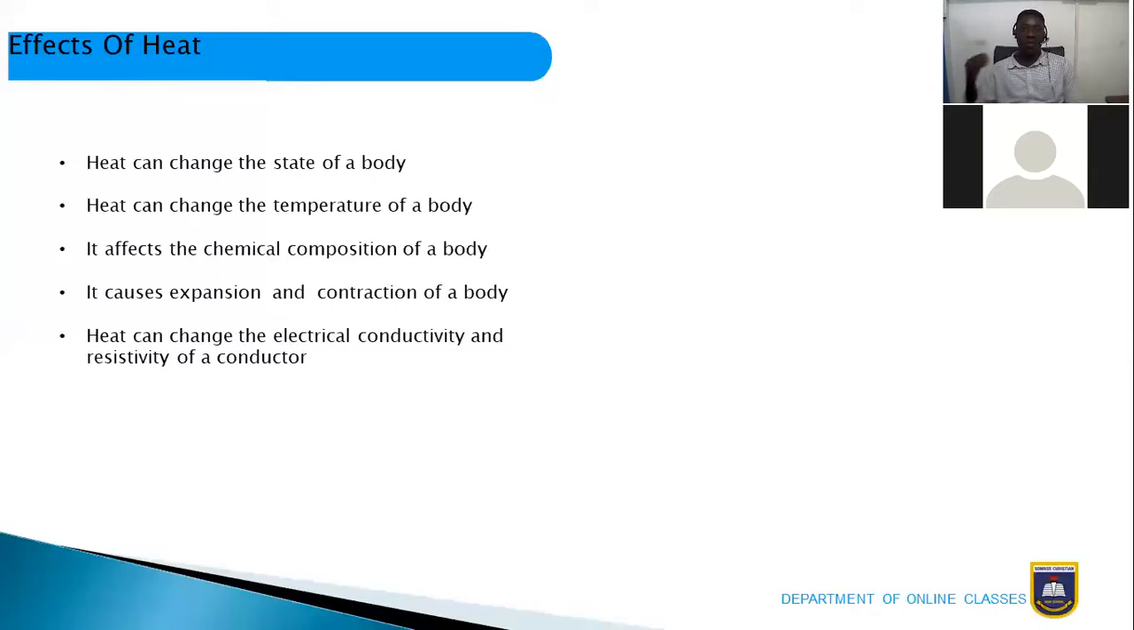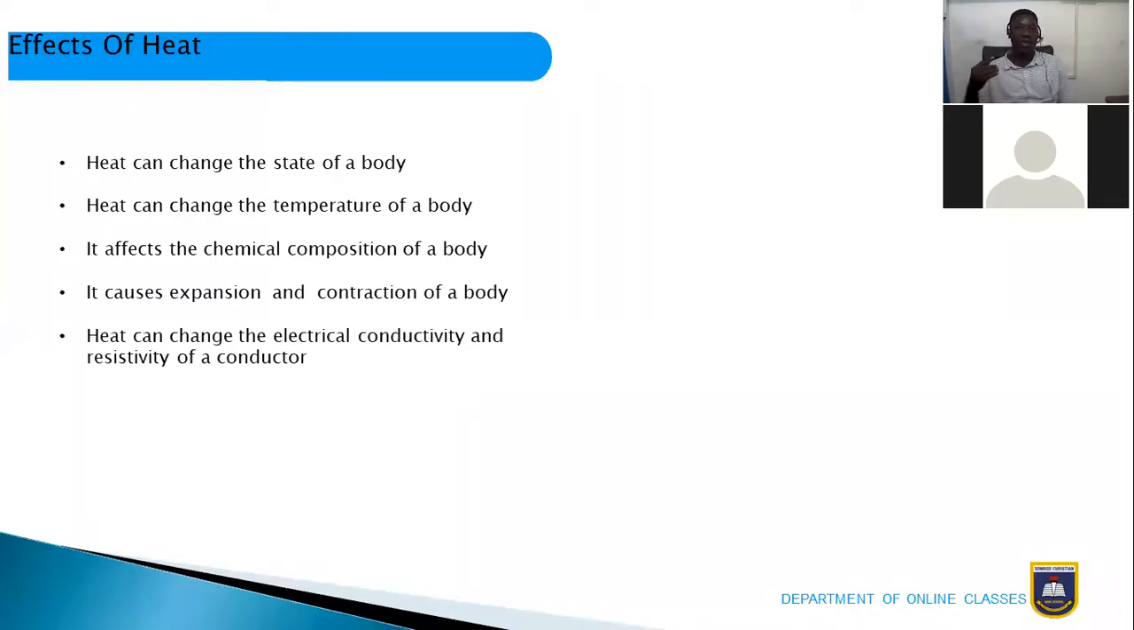Okay. When you go to, let's say, places like Russia, when the weather is very cold and the temperature is very low, what happens when you move out of your room? You see that heat in your body is being donated to the surroundings. So inside your body, you feel very cold. Okay, so that's one. Heat can change the temperature of a body.